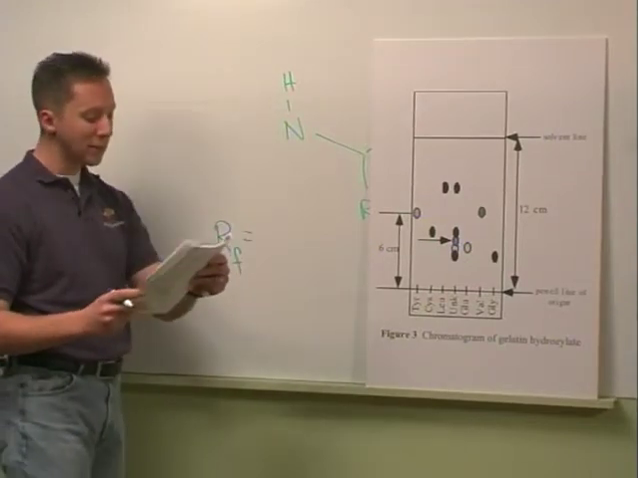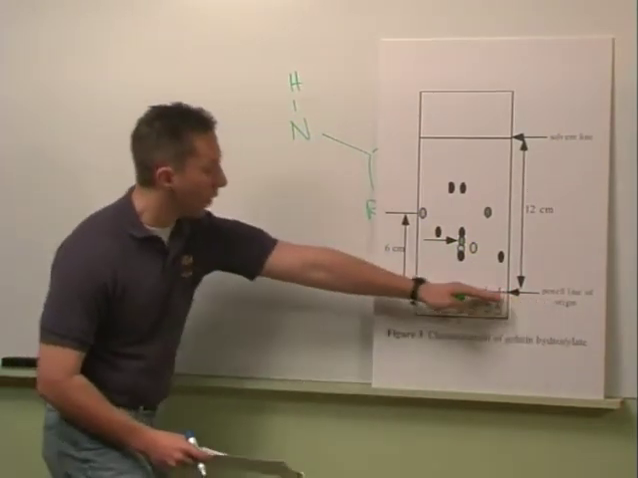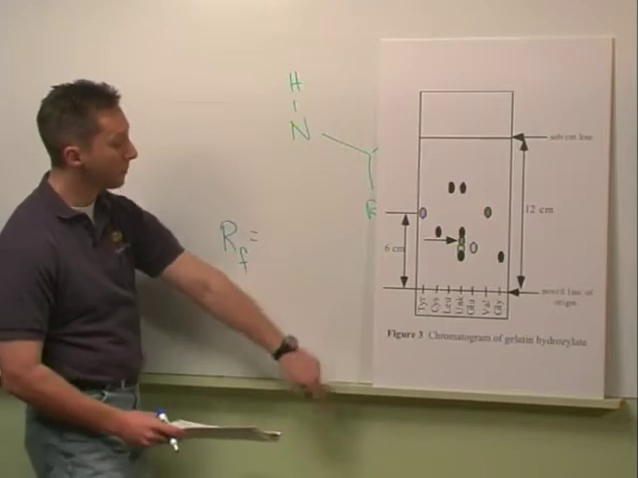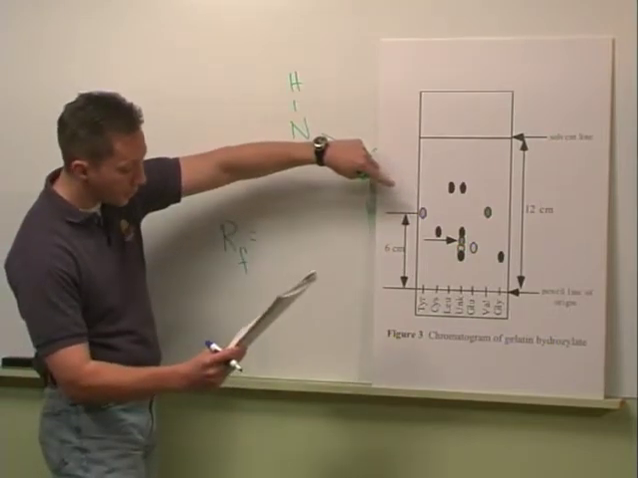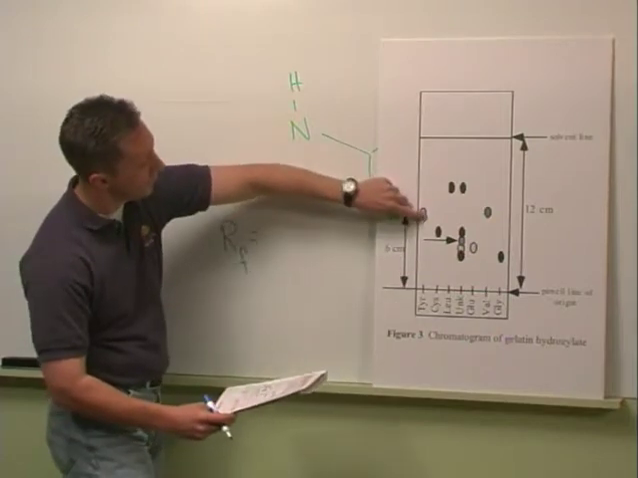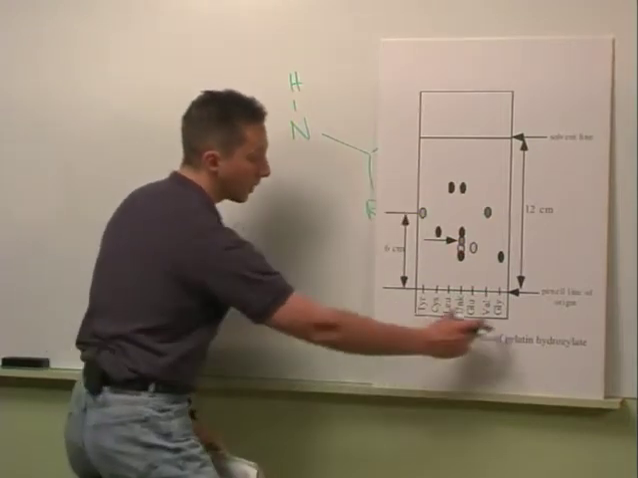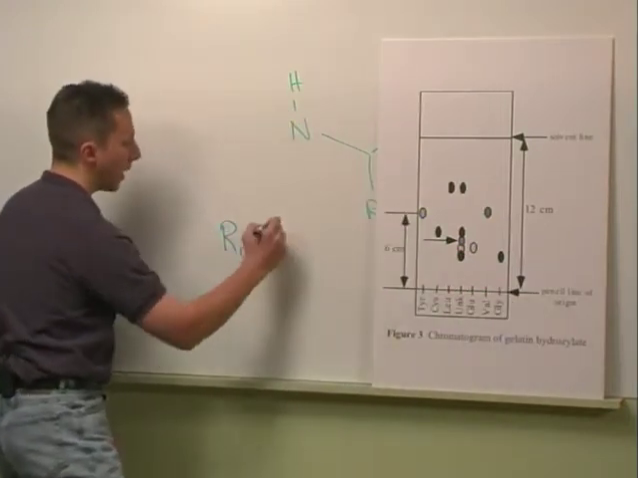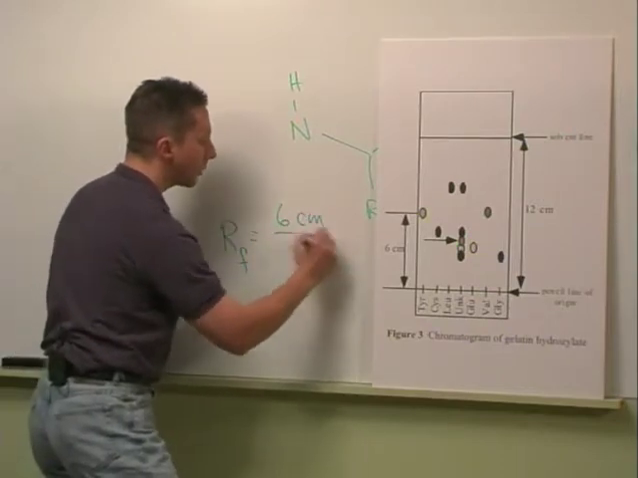That would be the distance from the origin, this would be the origin line, to the spot. And the spot that we're looking at here for tyrosine, this is how far the tyrosine migrated. So that distance, from the origin to the spot, would be 6 centimeters.